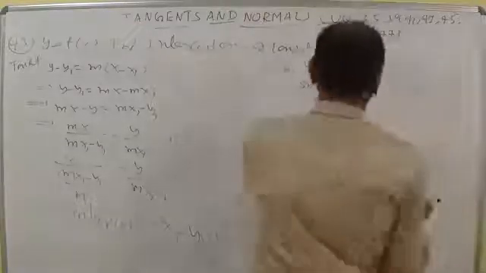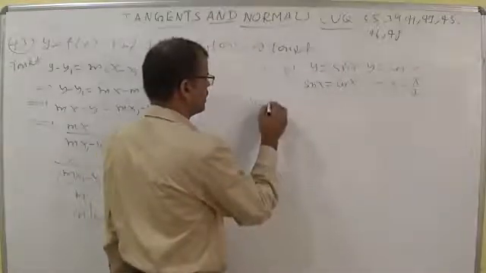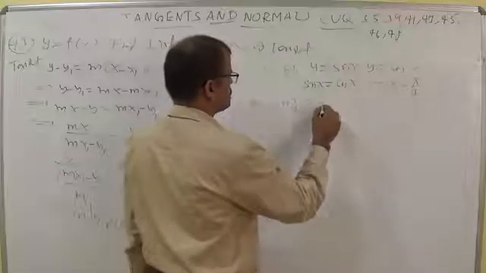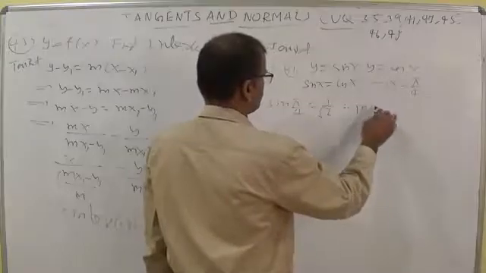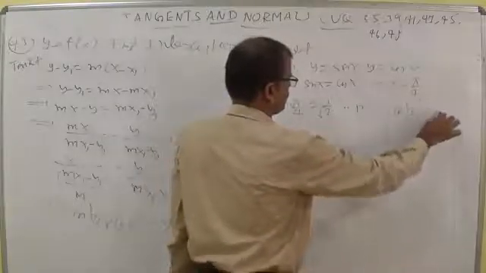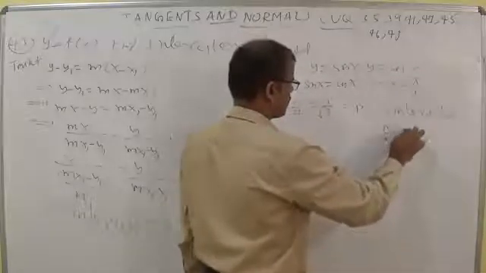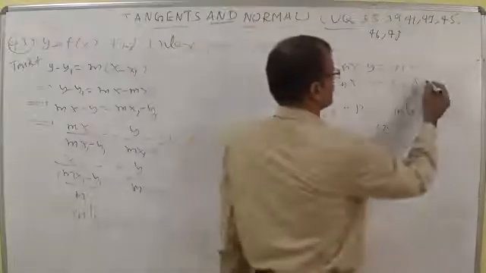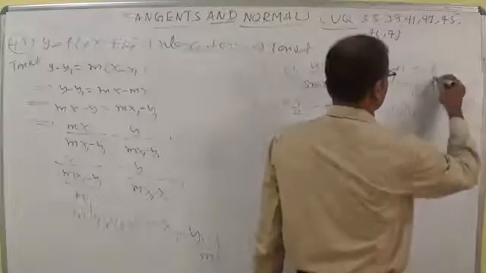If you substitute x = pi by 4 in y, you get sin pi by 4 or cos pi by 4, which is 1 by root 2. So the point of intersection is (pi by 4, 1 by root 2). For example, the sin x graph will be like this and the cos x graph will be like this.